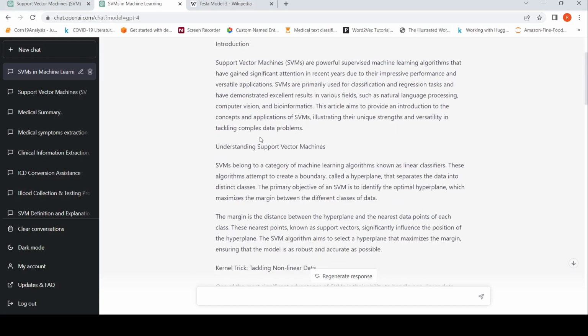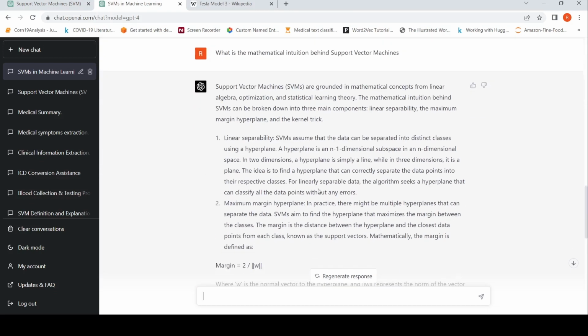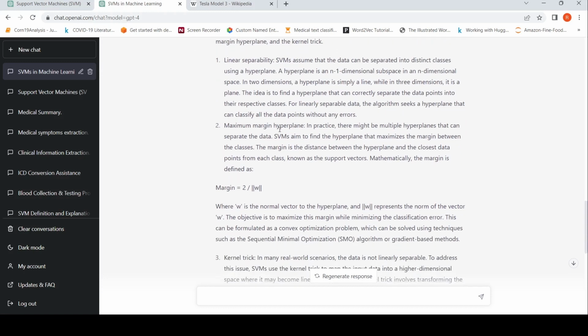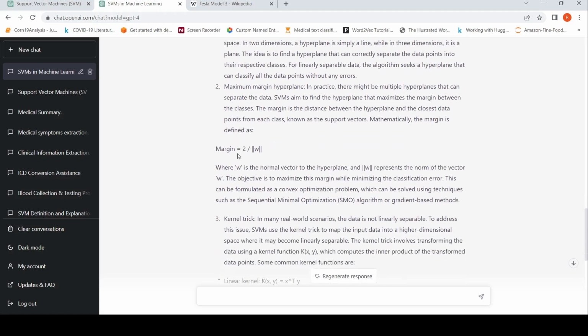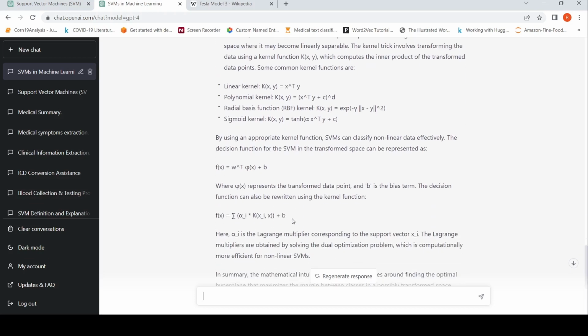The next question I ask is, what is the mathematical intuition behind support vector machines? Here in GPT-4, it says support vector machines are grounded in mathematical concepts from linear algebra, optimization, and statistical learning theory, and can be broken into three main components: linear separability, maximum margin hyperplane, and kernel trick. It goes on to explain that, and there is one equation for the margin, and for kernel trick, it gives examples of the various kernels. And then there is a conclusion.